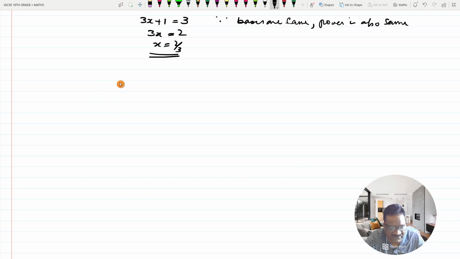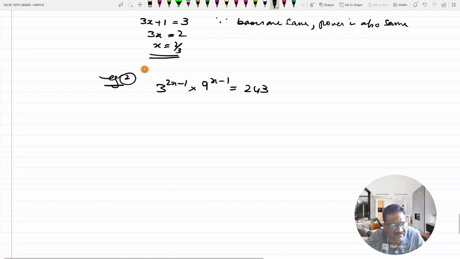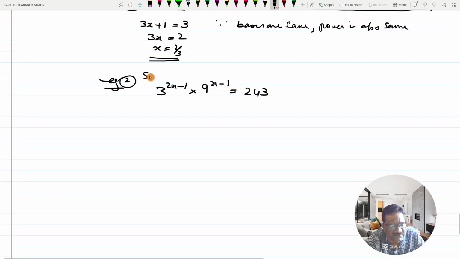Okay, so let us try one more, and this is example number 2. This is also from your textbook, and it says that 3 raised to 2x minus 1 times 9 raised to x minus 1 is equal to 243. Okay, you have to solve it. Solve means you have to find out the value of x for which this equation stands valid.